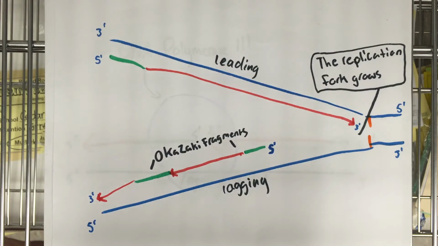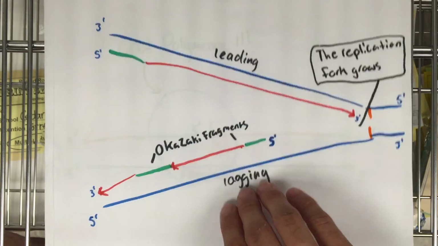The newly synthesized leading strand is oriented so it can grow continuously at the 3' end as the fork opens up. The other new lagging strand is synthesized differently using Okazaki fragments because it grows in the direction away from the replication fork.